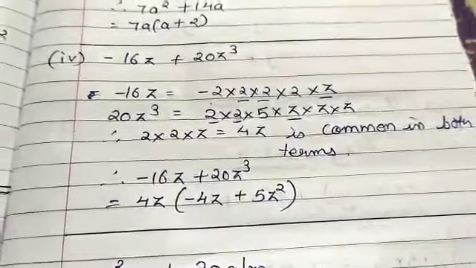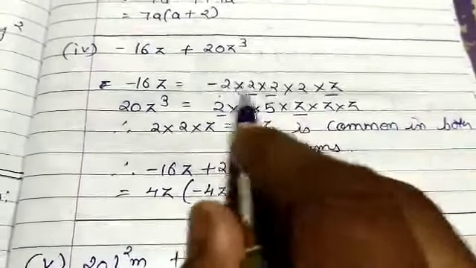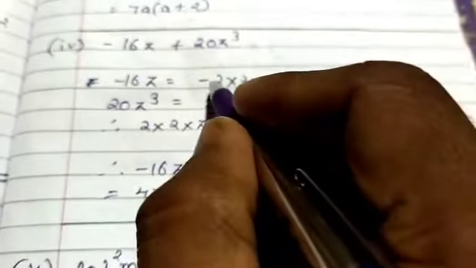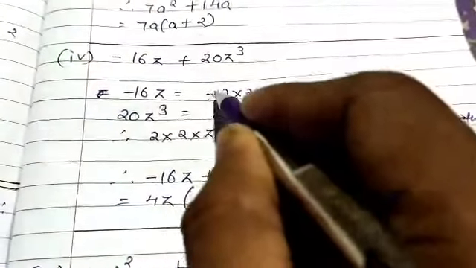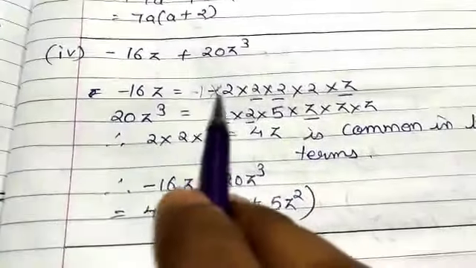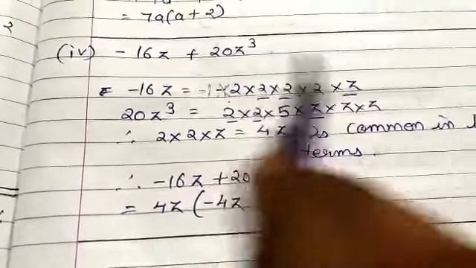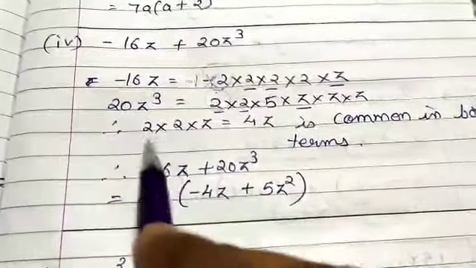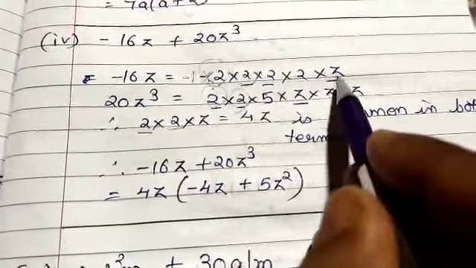Now the next one is minus 16z plus 20z cube. So find out the factors of 16, that is negative 2 into 2 into 2 into 2 into z. That is 2 2s are 4, 4 2s are 8, 8 2s are 16. Now this negative 2 is there, so consider it as common. What I will do, I will multiply it with negative 1, so that this 2 will become positive. That is negative 1 into 2 into 2 into 2. Now if we find this 2 as a common, then another 2 as a common, then z is common.